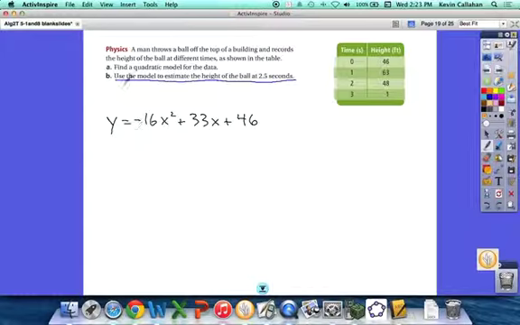Okay. Now, the second part of this question in the book, it said, use the model to estimate the height of the ball at 2.5 seconds. Right? 2.5 is not in our table. So how could I use the model to approximate the height of the ball at 2.5 seconds? Put x equals 2.5, right? So y equals negative 16 times 2.5 squared plus 33 times 2.5 plus 46. Put that in the calculator and see what you get.